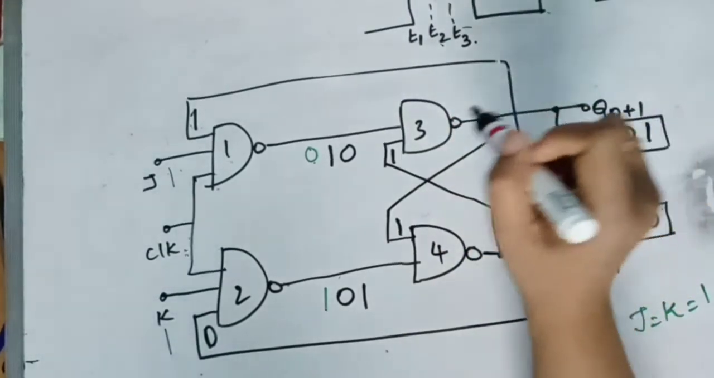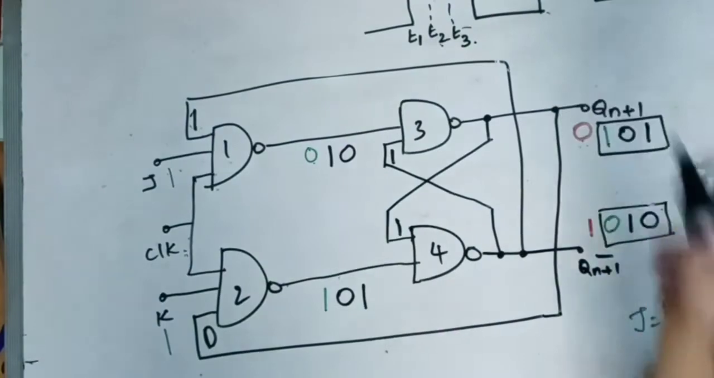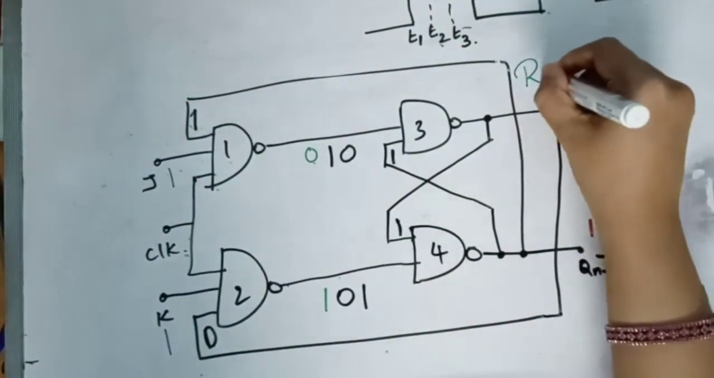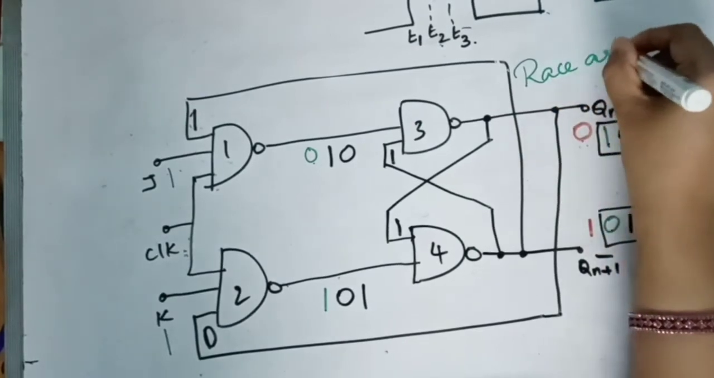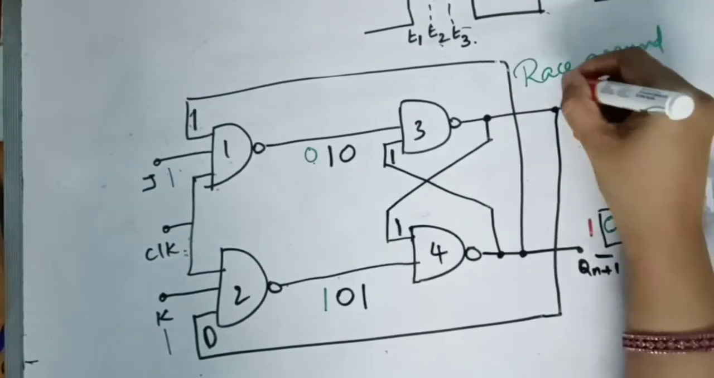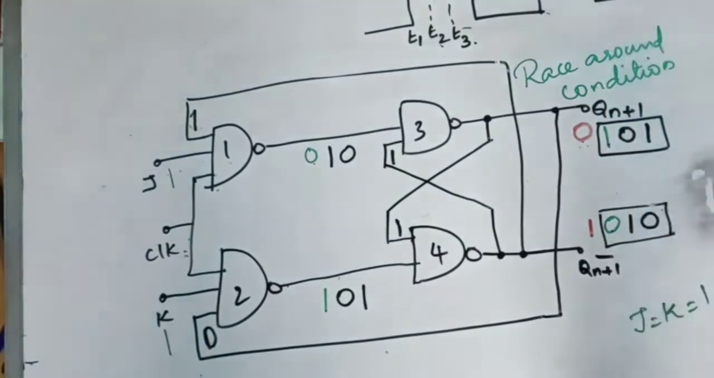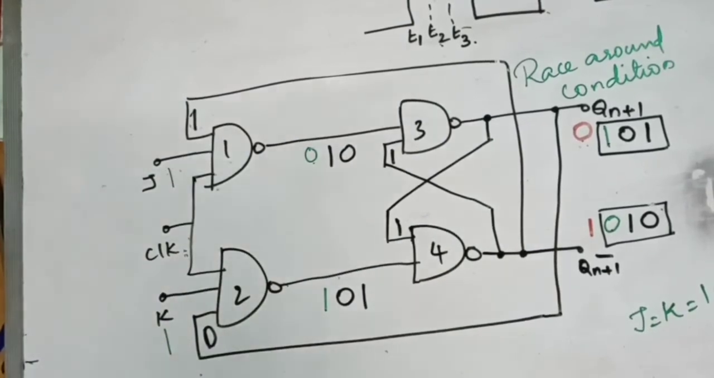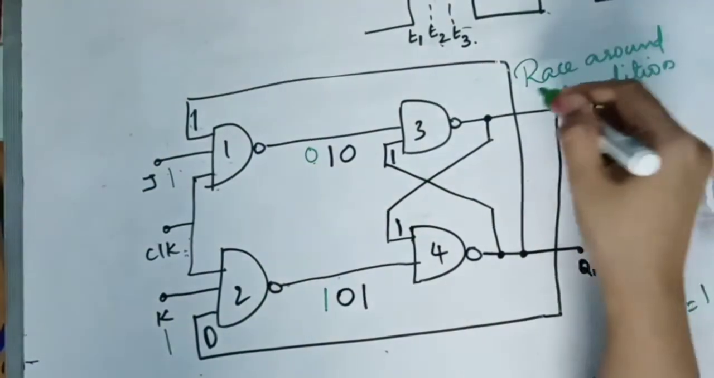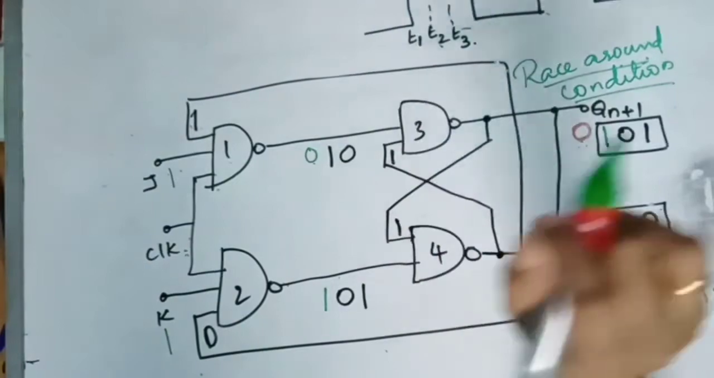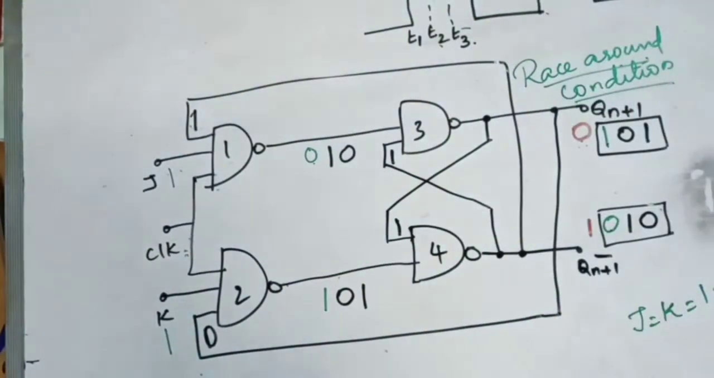So that is an issue with the JK flip-flop, and this issue is called the race around condition. That's an important question which you will be asked: What is race around condition? And explain the race around condition. Now, how do you eliminate this race around condition?